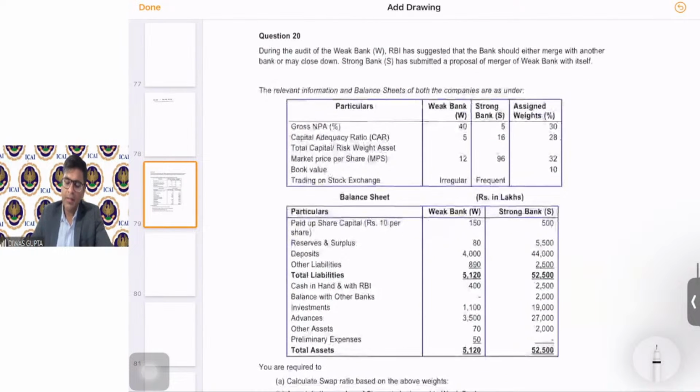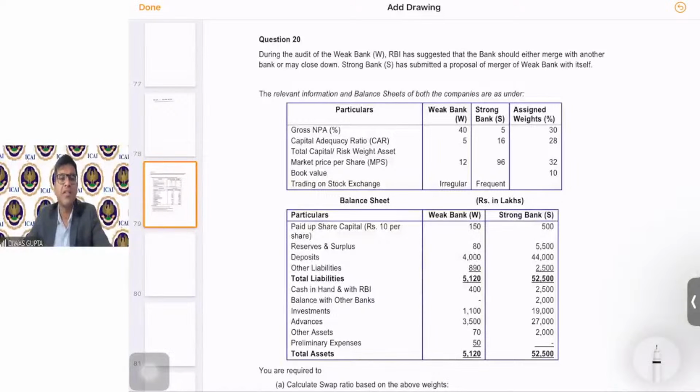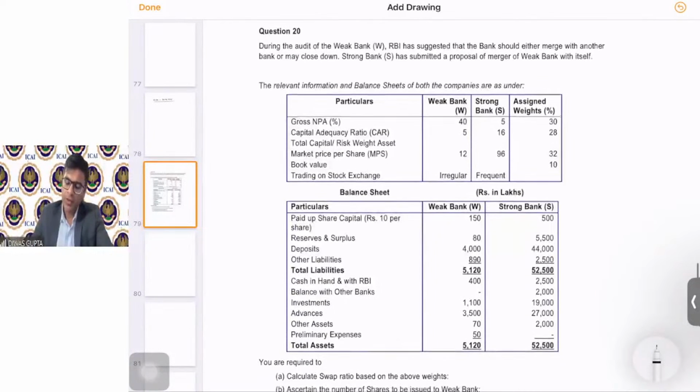So let's start, students, from question number 20, which is a very, very good question, right? Shailesh, Mohammad Abdul, Viraj, Kumari Jyoti, Shruti. Good morning, everyone. Question number 20, students.